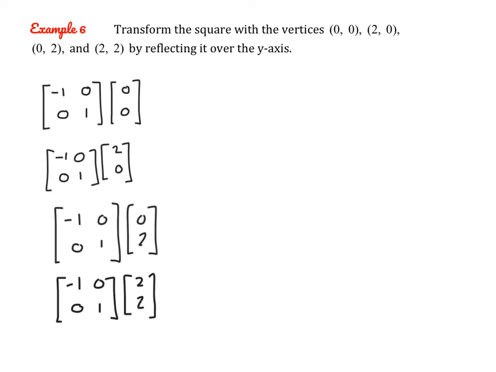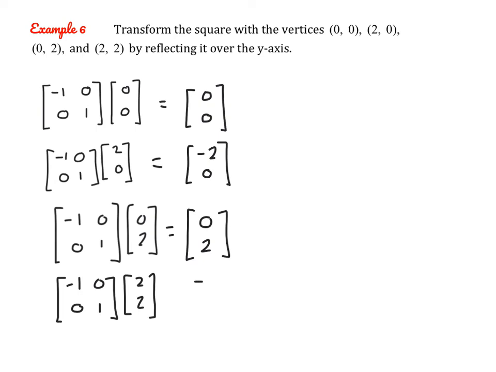So remember, with matrix multiplication, we multiply across the rows and down the column. So for example, here we'd have negative 1 times 0 plus 0 times 0. So that gives us 0. And then here we have 0 times 0 plus 1 times 0, which is also 0. So if you go through and do the matrix multiplication for each one, here we have negative 1 times 2 plus 0 times 0. So negative 2 and then 0. Here, if you do it, you actually end up with 0, 2, the same exact matrix. And here we have negative 1 times 2 plus 0 times 2, so negative 2. And then we have 0 times 2 plus 1 times 2, which is 2.